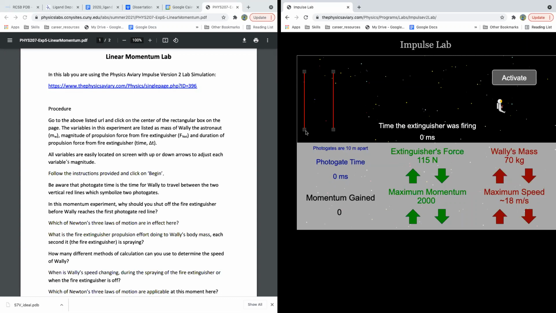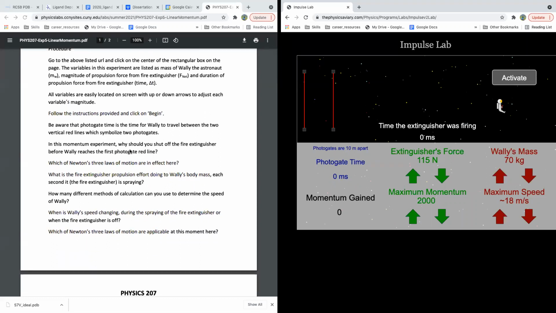The photo gate measures the time when Wally passes the photo gates. And in this momentum experiment, why should you shut off the fire extinguisher before Wally reaches the first photo gate red line? If we don't shut off before Wally passes the first photo gate, that means the astronaut is always accelerating, so you cannot measure.